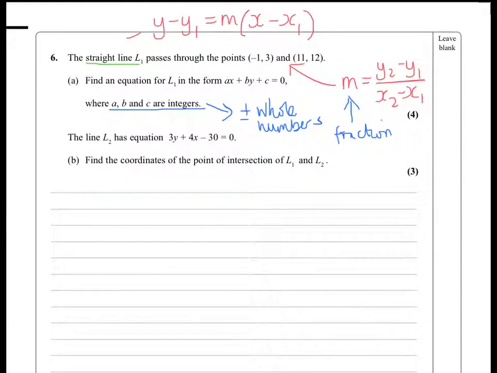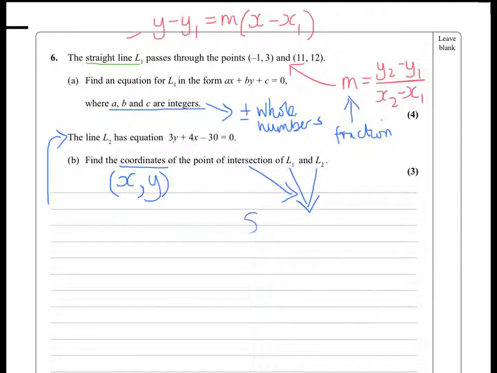Right, we've got a second equation that's been given to us, L1. Find the coordinates. So coordinates means x and y values, so that's what we're looking for. The point of intersection of L1 and L2. Intersection, that means solve simultaneously.